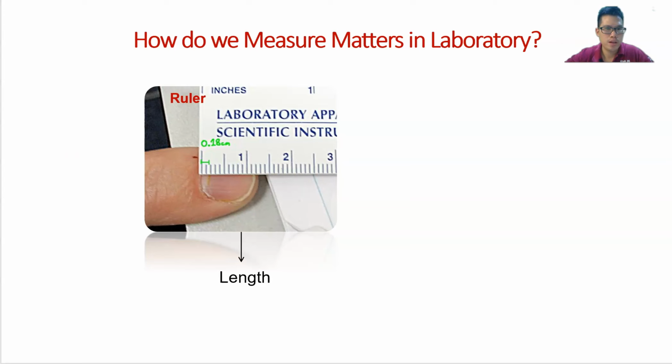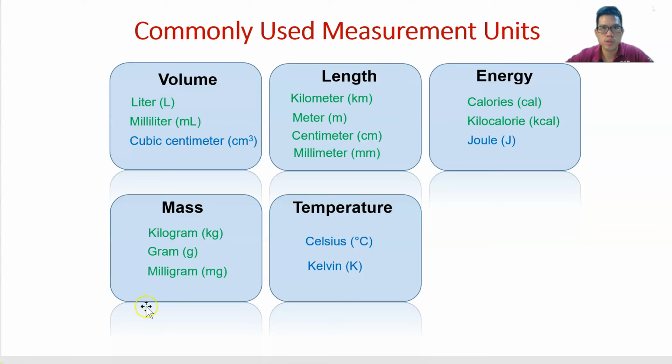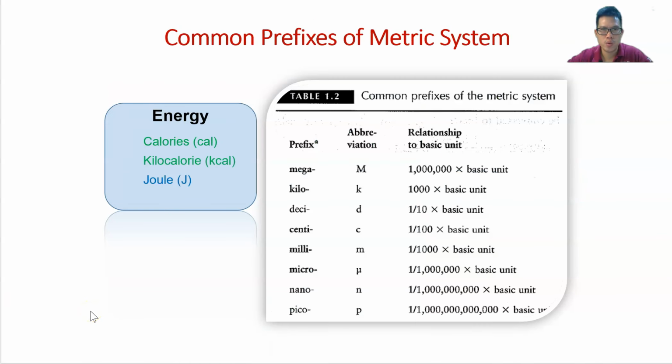So some of the commonly used units: for volume, we have liters, milliliters, cubic centimeters. For length, usually in the kitchen you'll use meters to centimeters, sometimes millimeters, depending on what you are working on. Calories, kilocalories are the common ones that you use. Celsius is the one that you use quite frequently in Malaysia. Kilograms, grams, milligrams.